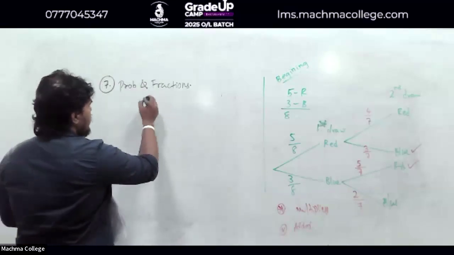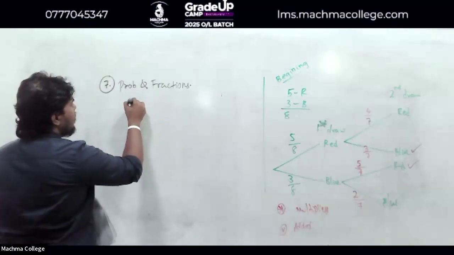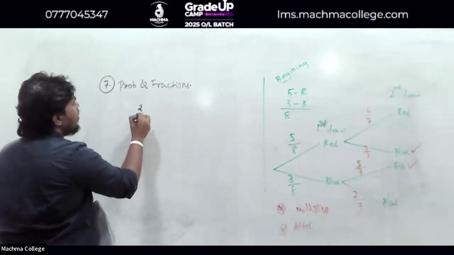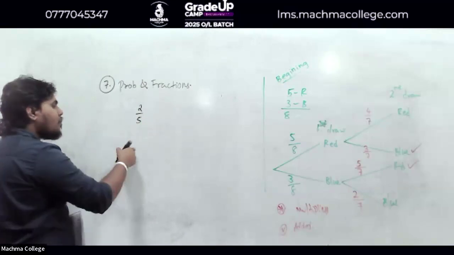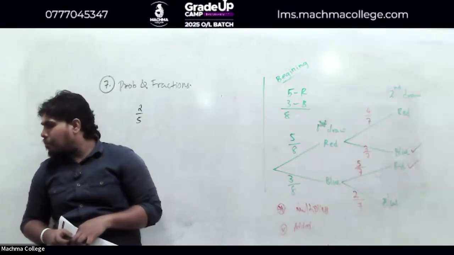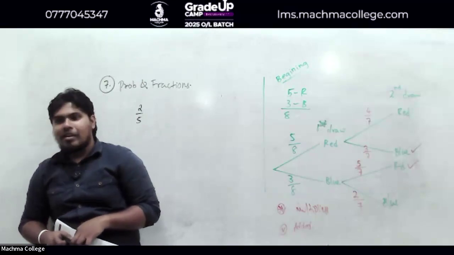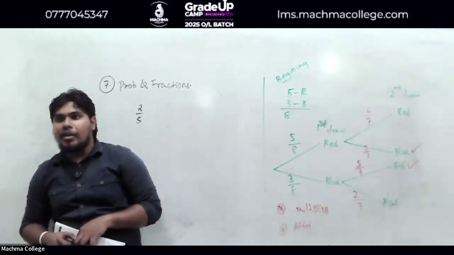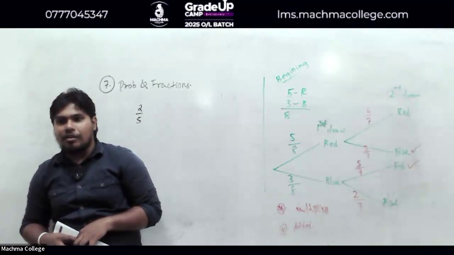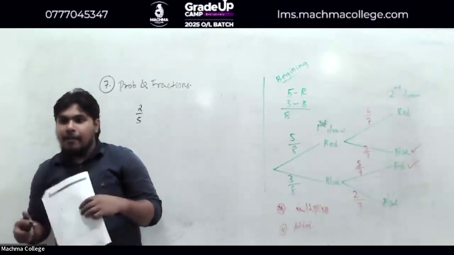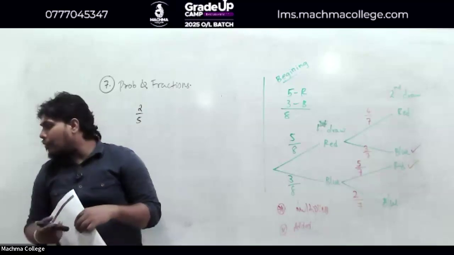Now, if the probability of drawing a milk flavored toffee is 2/5, that's what they mentioned. What's the probability of drawing a mango flavored toffee? 3/5. The probability is 3/5. Why is that?